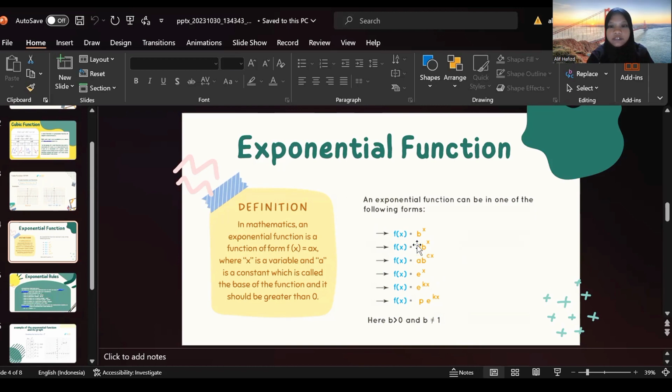The definition of an exponential function is, in mathematics, a function of the form f(x) equals a to the power of x, where x is a variable and a is a constant, which is called the base of the function, and it must be greater than 0. So this is some form of the exponential function.